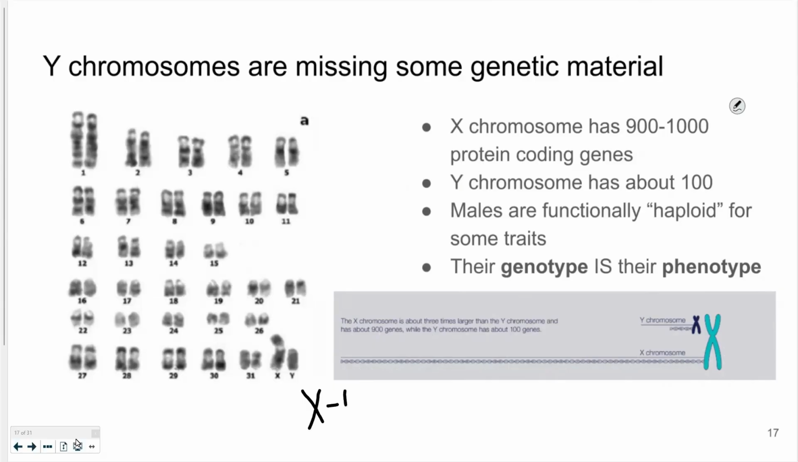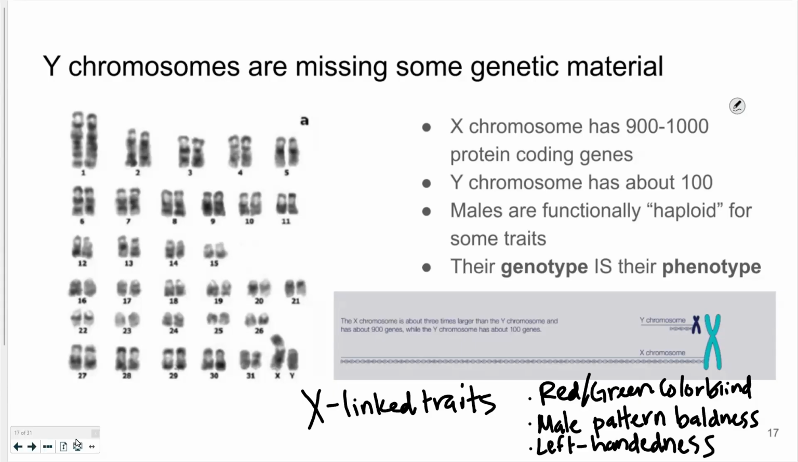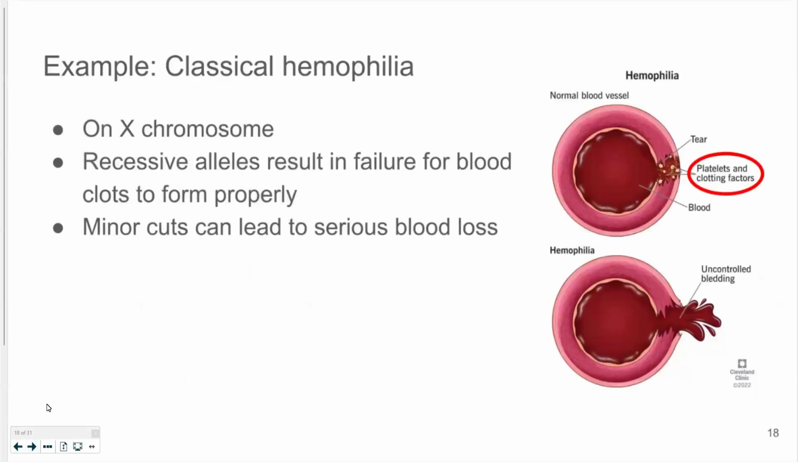So some X-linked traits are red-green color blindness. We have male pattern baldness. There's even some evidence that left-handedness is an X-linked trait. We see a recessive allele show up more commonly in biological males than biological females. A classic example of an X-linked trait that occurs on the X chromosome is the trait for hemophilia.